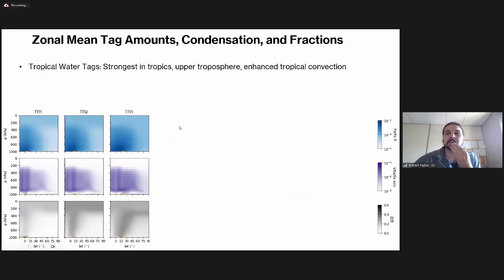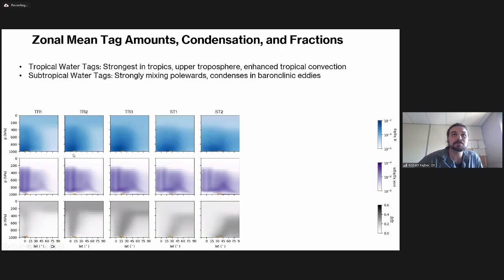And so this is just another view of this. Here, instead of showing cool animations, I'm showing less cool zonal mean plots. To start on the top, this is the total water vapor amount on a log scale again. And these are for our 3 tropical latitude bands. In the middle, this is the condensation coming from the water vapor from these 3 latitude bands. And on the bottom, this is the fraction of water vapor that came from those latitude bands. And so you can see a lot of the tropical water vapor, as I said, is very important in the tropics, but also in the upper troposphere.